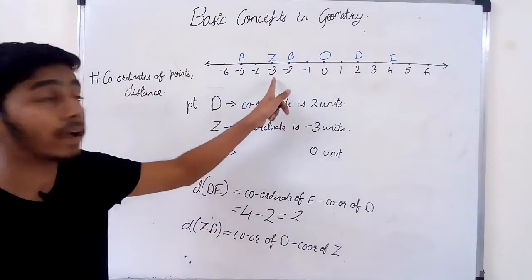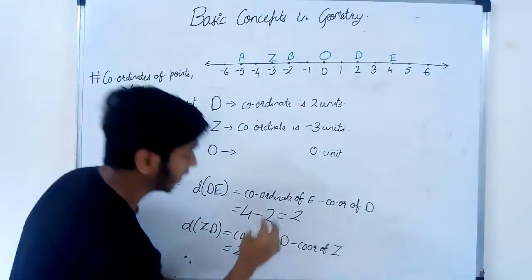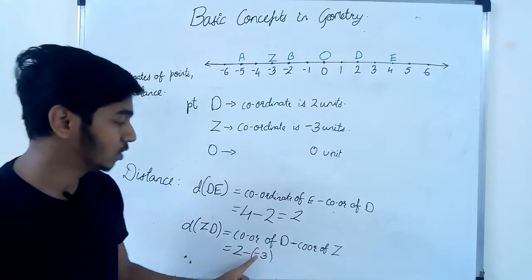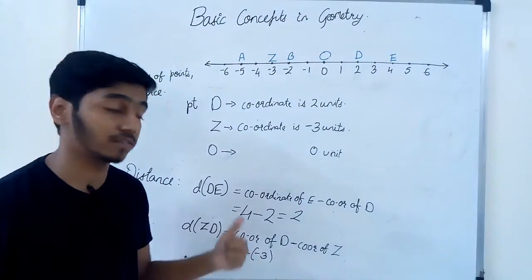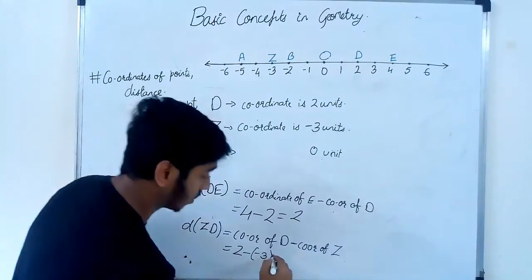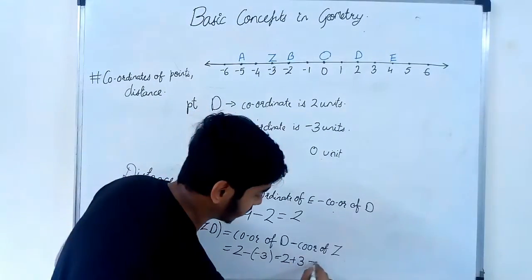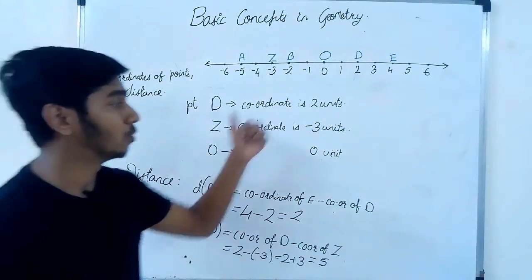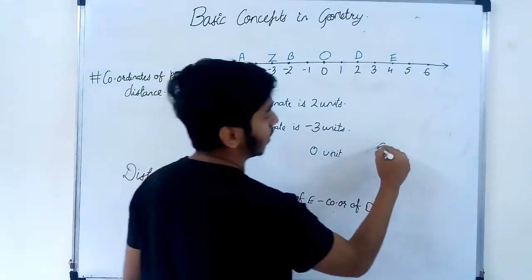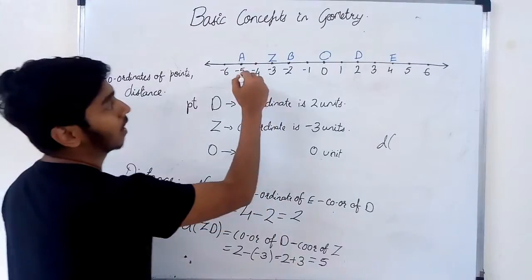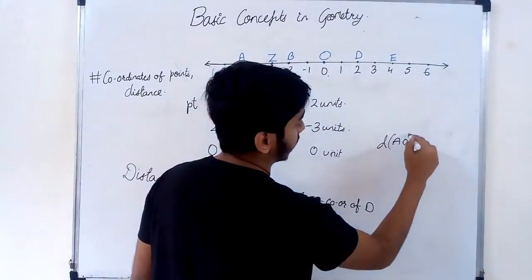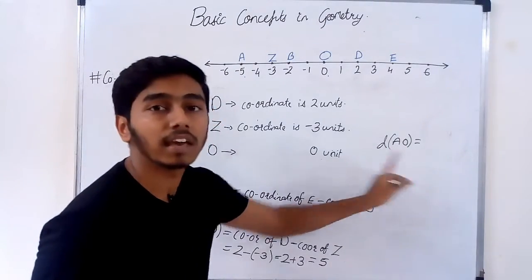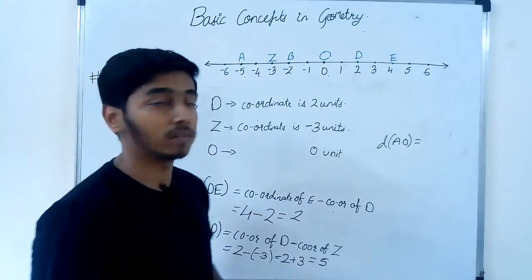Therefore D is 2, so it is 2 minus Z, which is minus 3. Now minus into minus is plus. This we have studied in the lower standards. So this will be 2 plus 3, which will give us 5. I hope you have understood. I want you to find the distance AO. So this will be the coordinate of O minus the coordinate of A. I hope you will be able to solve this.